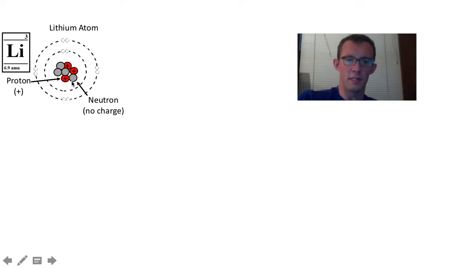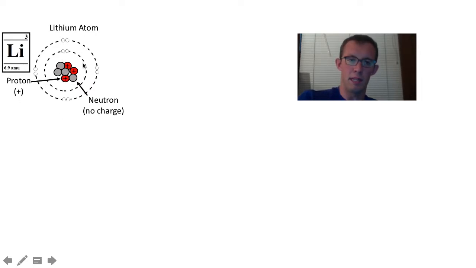These gray circles here represent neutrons, which are neutral electrically. They don't have a charge. However, they have a mass of one atomic mass unit. So together with the protons, this nucleus of the lithium atom would have a mass of 7 atomic mass units. And the average mass of all atoms of an element is generally shown at the bottom of an element's tile on the periodic table.